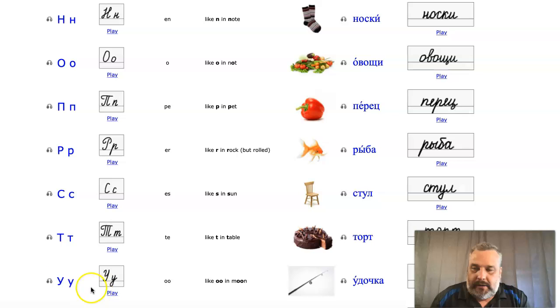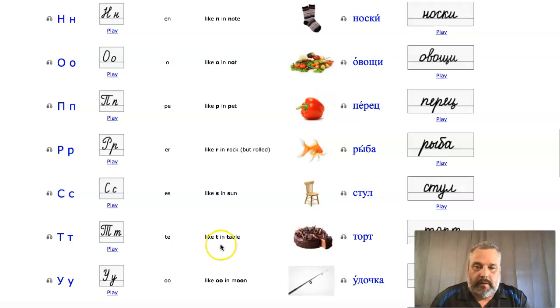Anyway, next one is we have what looks like Y. In our language, it's actually oo, like moo, ooh, ooh. Okay, so they have this as a fishing line or a rod and reel. They call it an udochka. But anyway, you can see that it's just like, for example, ooh, just ooh. Remember ooh. Ooh is going to be this very important letter. It's also a preposition, which we'll get into later.